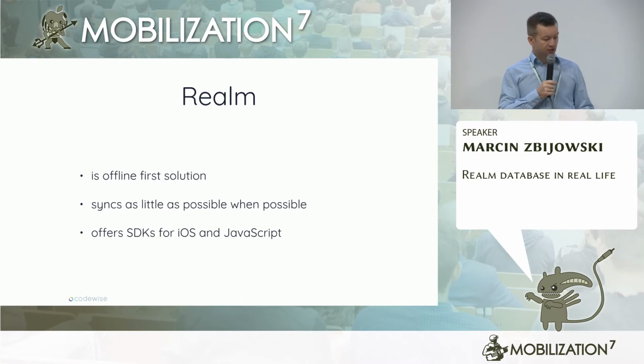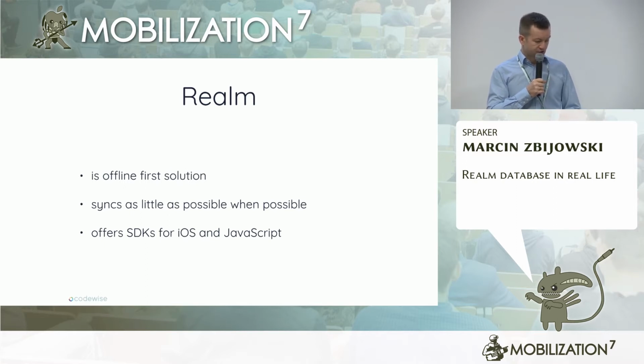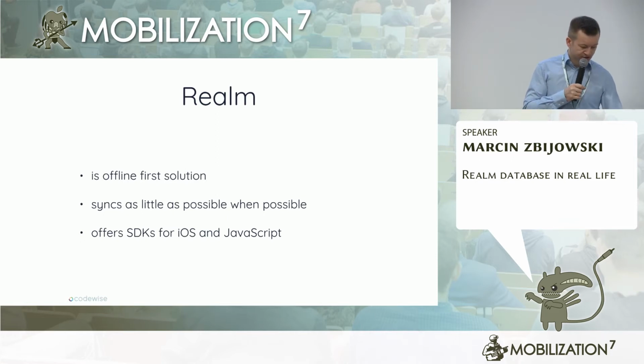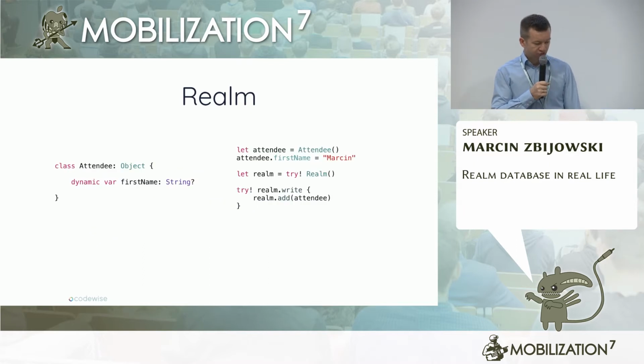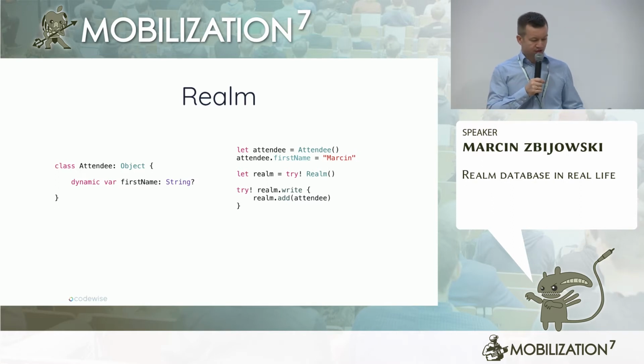And it offers SDKs for iOS, for JavaScript, like for Node.js and React Native. And also they offer SDKs for Android, for Java, and for Xamarin. Yeah, and it's extremely easy to start development. Basically, what you need is some kind of data model definition. Here you can see a simplified version of what I had within my application. So it's attendee, in that case, with just the first name.